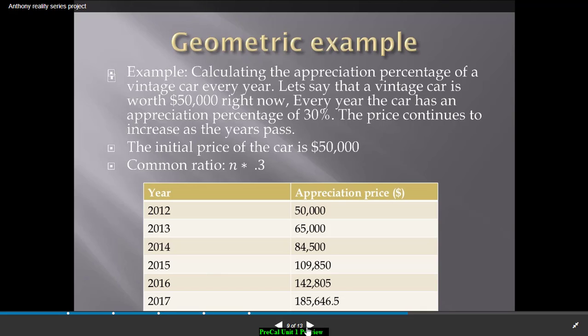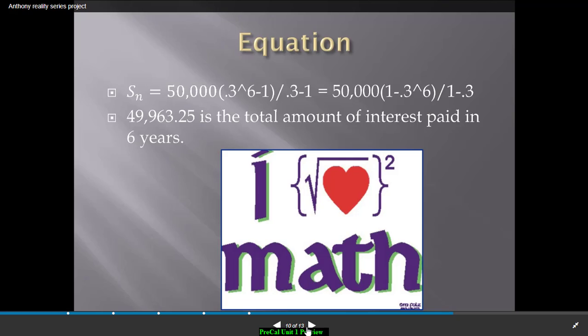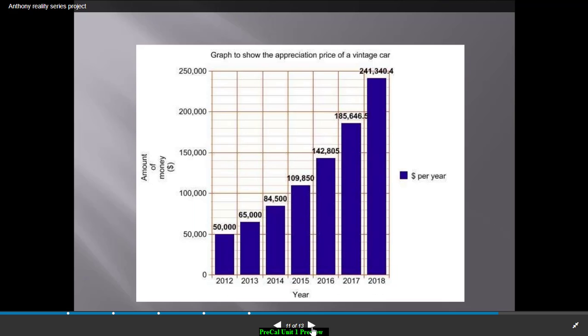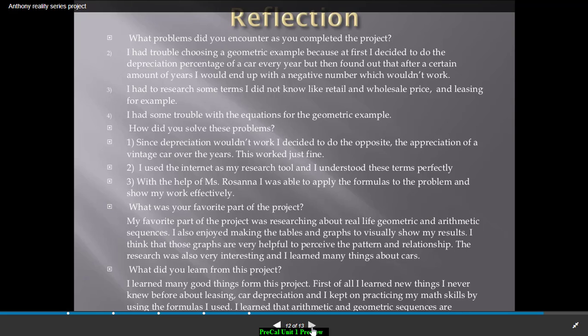So here was this example, calculating the appreciation and percentage of a vintage car over the years. Started out at $50,000 and an appreciation of 30%. Somewhat realistic. He laid out his table, defined his sequence using a formula and the amount of interest you paid over 6 years, and then did a graph to show it. So you can see how they use specifically arithmetic and geometric, a sequence of both. And then he made his reflections about the project itself. So this was an example that is also on the project sheet itself.